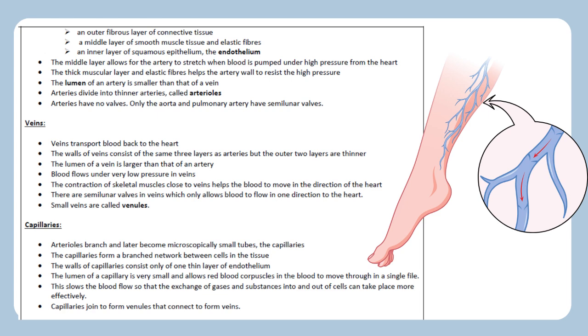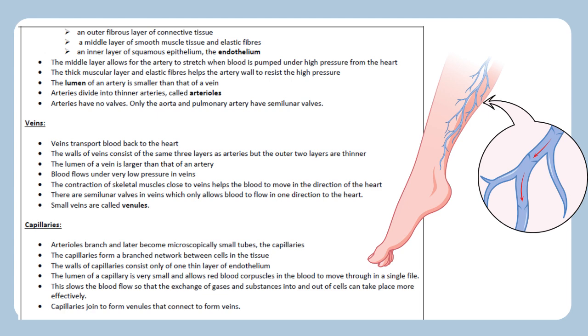The middle layer allows for the artery to stretch when blood is pumped under high pressure from the heart. The thick muscular layer and elastic fibers help the artery wall to resist the high pressure. The lumen of an artery is smaller than that of a vein. Arteries divide into thinner arteries, called arterioles. Arteries have no valves.